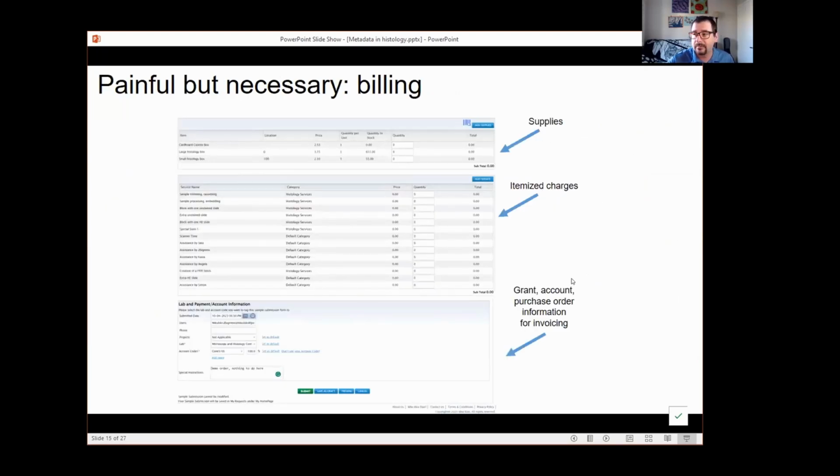So the very painful but necessary element here is the billing. This is how we can add on supplies, itemized charges for our work, and people are selecting grant, account, purchase order information for invoicing at the very bottom.